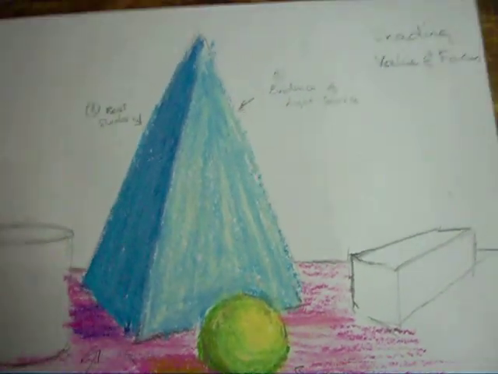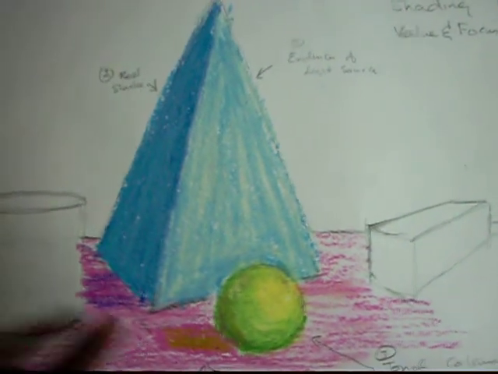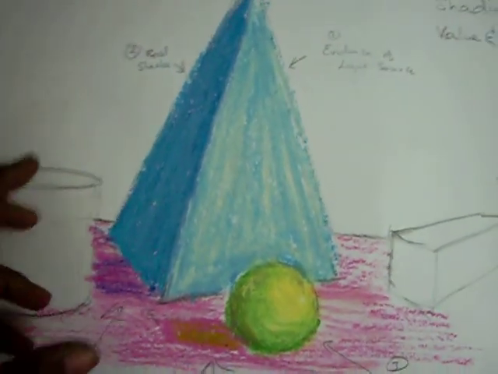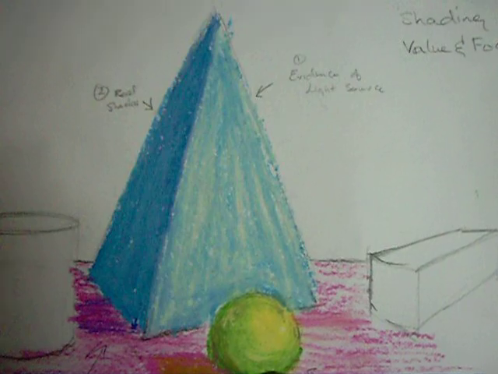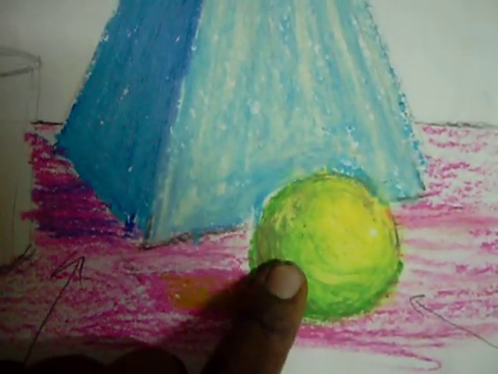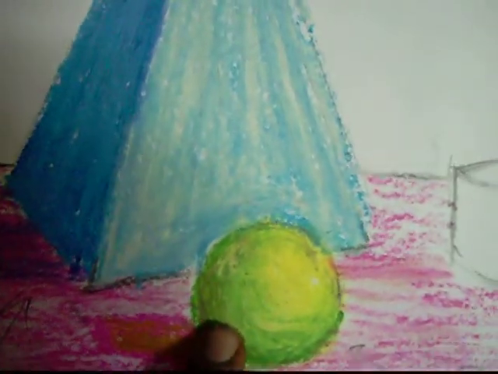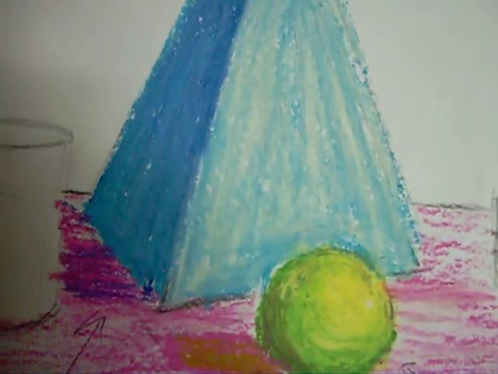Then we have atmospheric color. Now atmospheric color is basically one color from one object affecting the color of another object. For example, if you look closer, here you have a little bit of green on the surface and a little bit of the pink surface reflecting on the green.